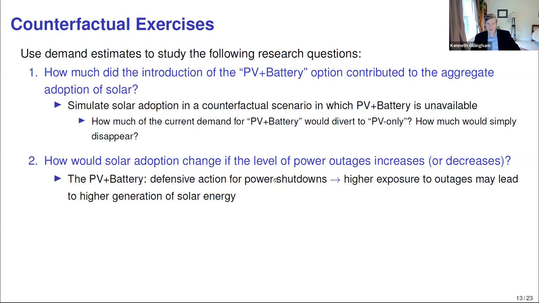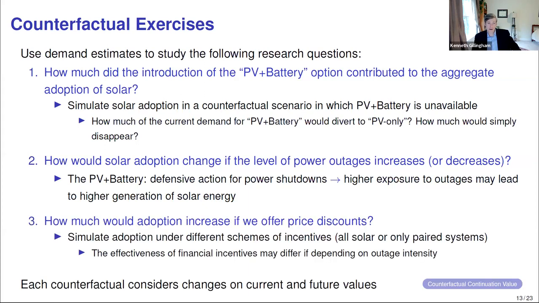Here, this defensive action for power shutdowns means that a higher exposure to outages may lead to a higher generation of solar energy, which is kind of an interesting result. Nobody wants power outages, but it may have this additional consequence that after a time of power outages, you might get a jump in solar energy installations. And finally, how much would adoption increase if we offered price discounts?